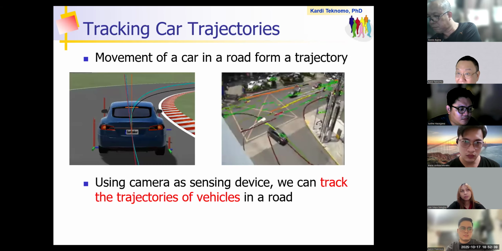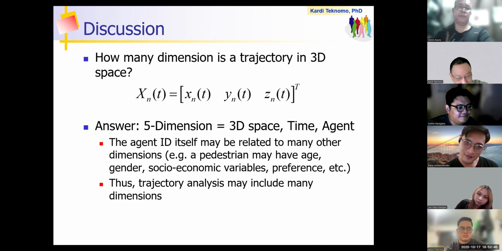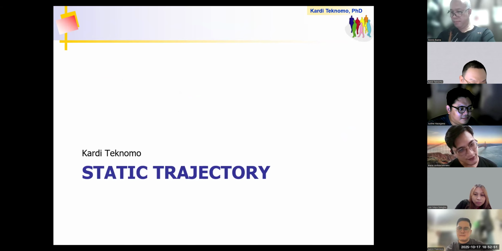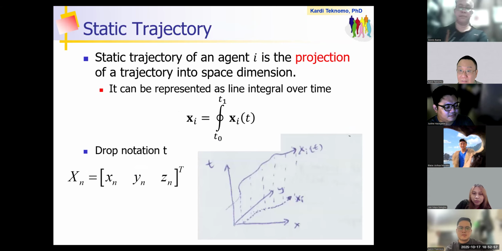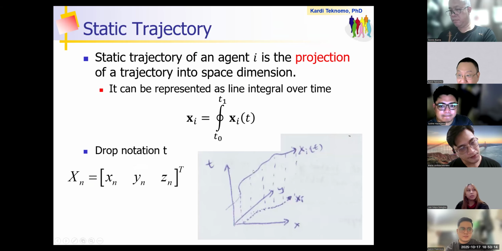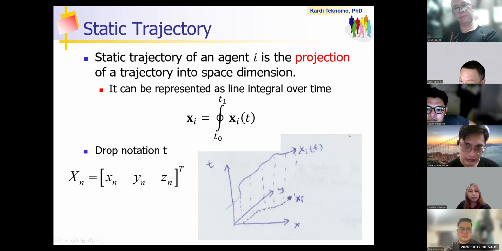So let's come back to transport. I gave you two different kinds of fields, but let's come back to transport. So this is static trajectory for transportation. What is static trajectory? For an agent i, this is just a projection of the trajectory into the physical space dimension. Mathematically it's a line integral. For example, this is my hand drawing. This is the actual trajectory, the line here.